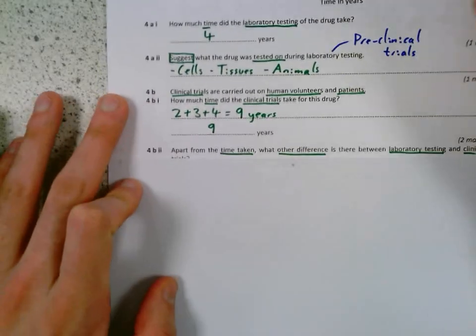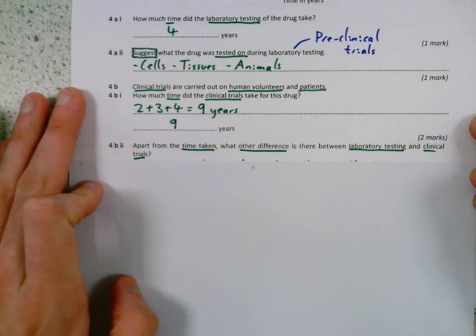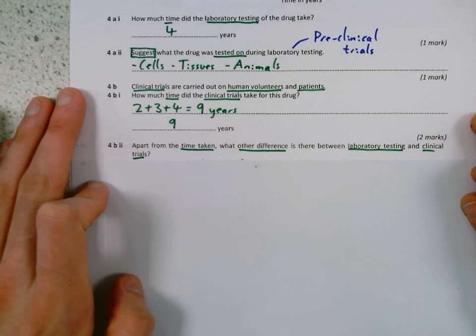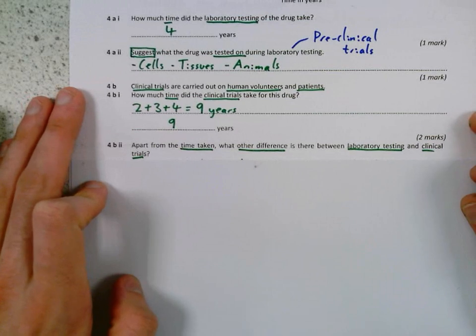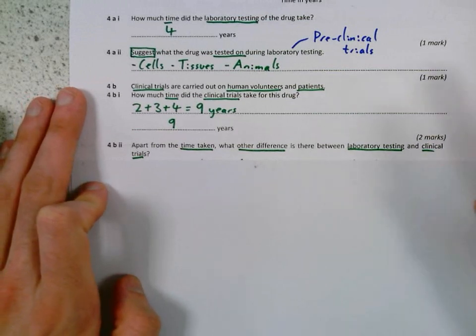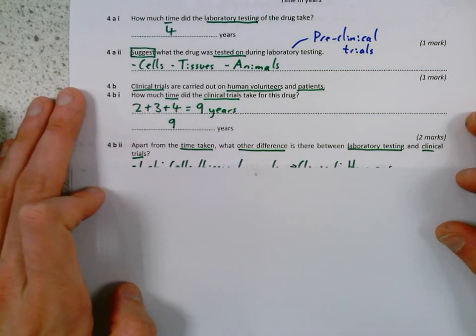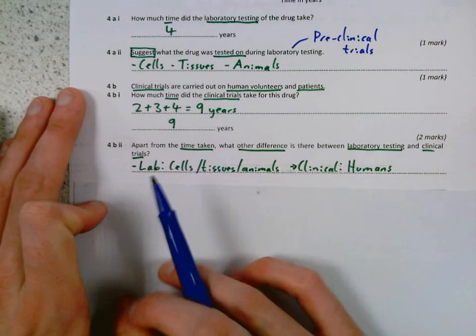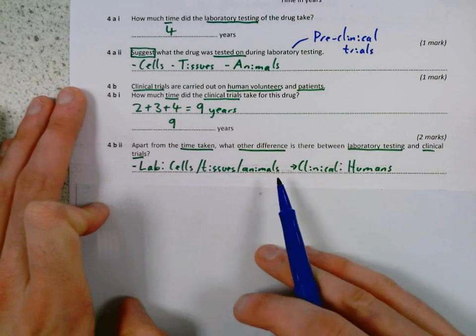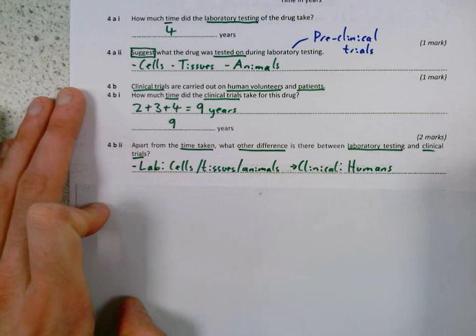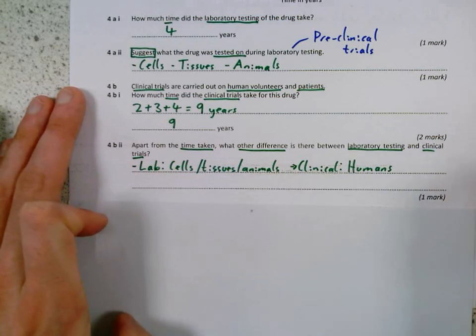4BII. Apart from the time taken, what other difference is there between laboratory testing and clinical trials? So apart from the time taken, look for another difference. We've already said it in the question above, that in the laboratory testing, we test on cells, tissues, or animals. In the clinical trials, we are testing on humans. That difference for 1 mark.